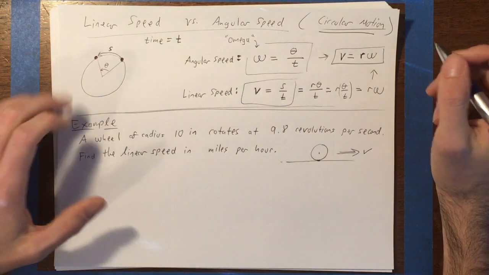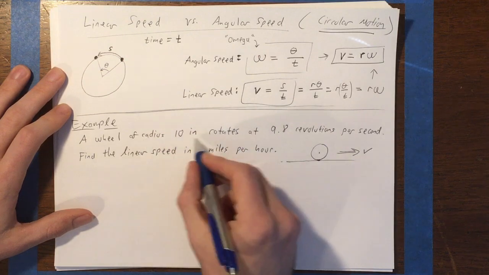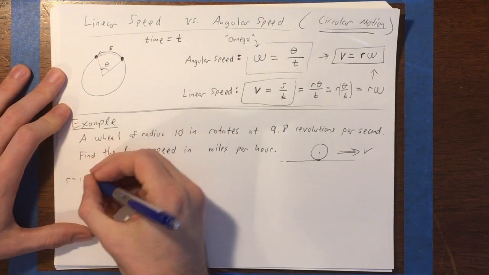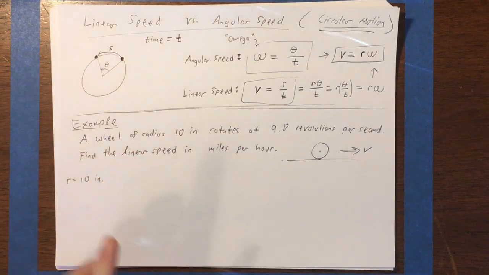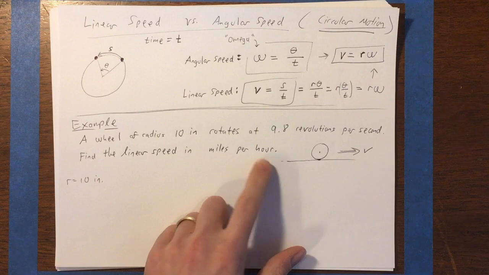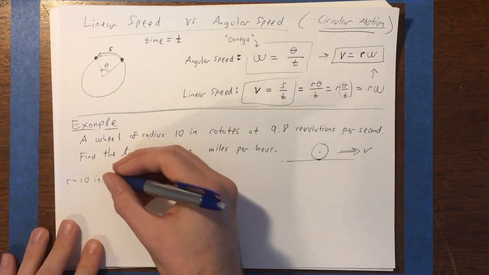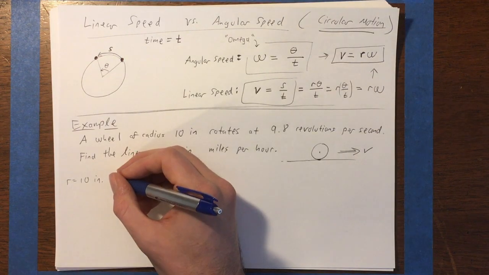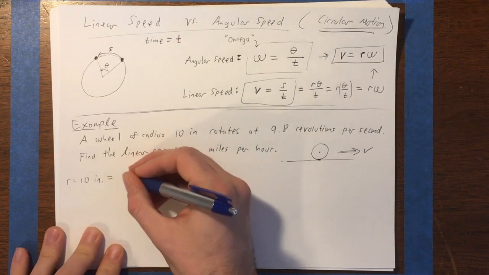Let's start with the fact that the radius is 10 inches. So r equals 10 inches. All right, the fact that I want this to be in miles per hour, I'm going to first go ahead and convert this to, hang on a second, let me think about that. Let's go ahead and convert that to feet.